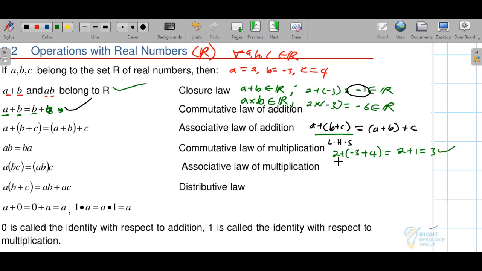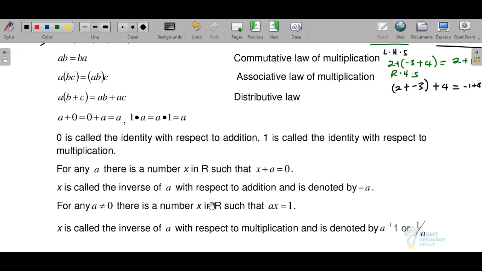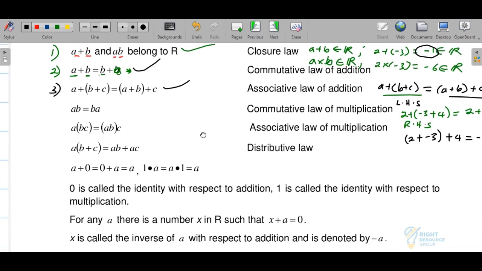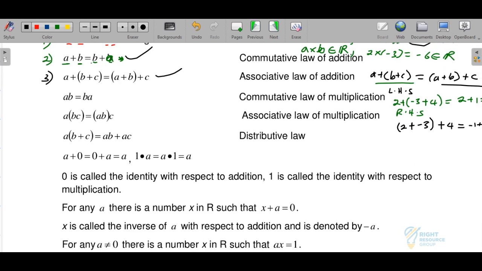So let's consider the right hand side. We are going to have A plus B first. A plus B, which is 2 plus -3, and this is plus C. C is 4. So this is going to be what? 2 plus -3 is -1, plus 4, which is equal to 3. Alright, so we have 3 and 3. Our left hand side is equal to 3 and our right hand side is equal to 3. So which means the associative law of addition is correct.